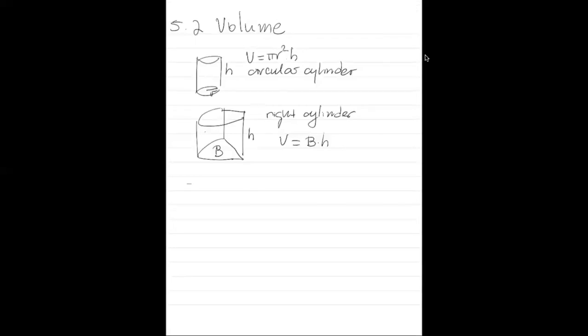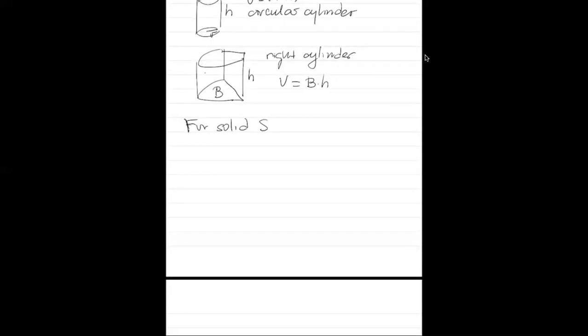So for a solid S that is not a cylinder, and it's not something we know the formula for the volume of, we have to derive a formula for calculating the volume. So we first cut S into pieces.